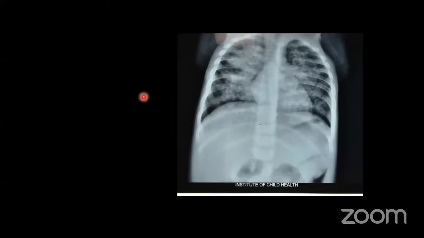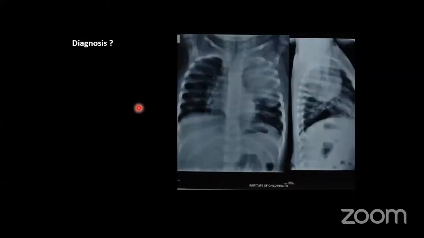This is a very interesting case. This is aspiration hypersensitivity pneumonia. The mother forcibly gave the child the pulse or dal. So what happened? It entered the lung through the trachea, and it caused some hypersensitivity pneumonitis.